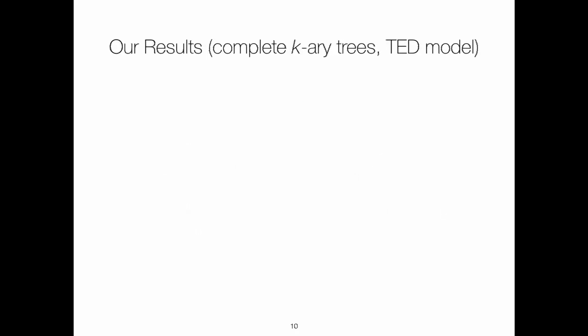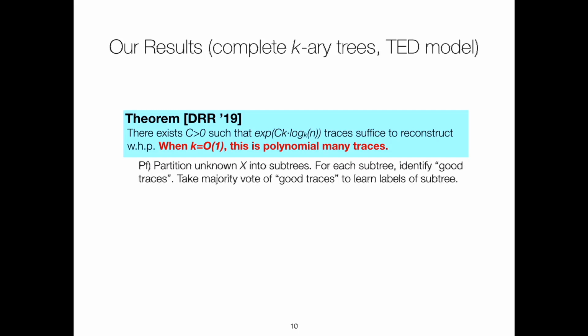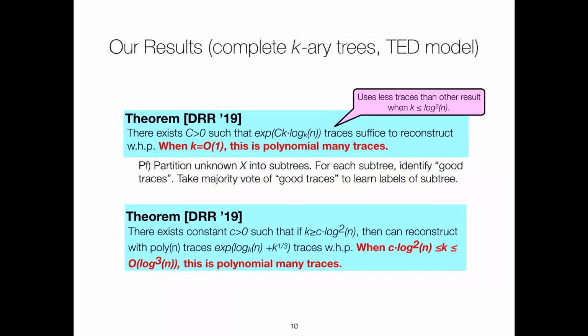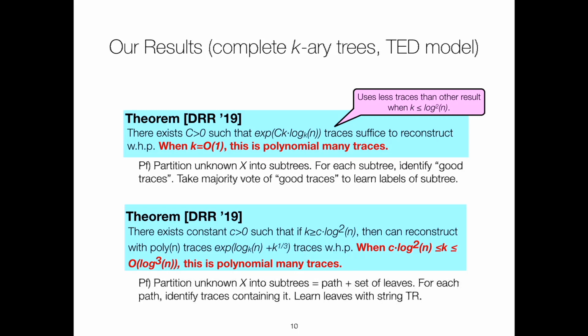Then I'll just state our results for complete k-ary trees. The big takeaway here is this stuff in red. The point is that when you have a k-ary tree, for k being the degree, you can actually reconstruct in polynomially many traces. And you can do the same thing again using a different technique when the degree is much larger. So with this addition of structure, we are able to break that exponential barrier that I mentioned for the string trace reconstruction case.